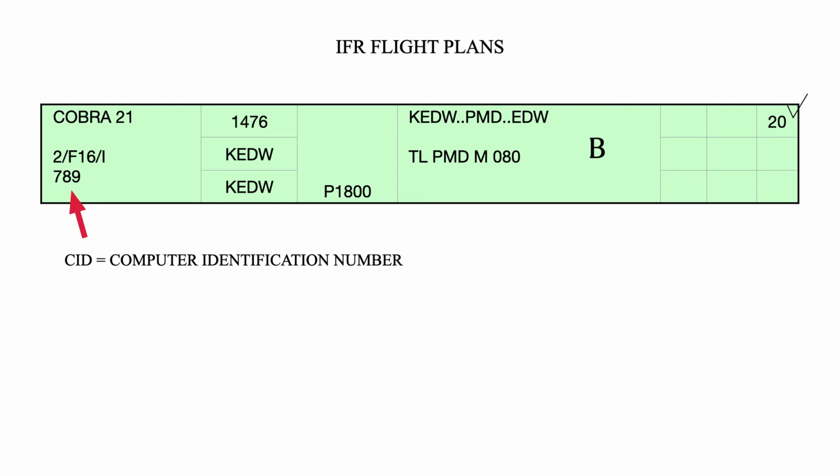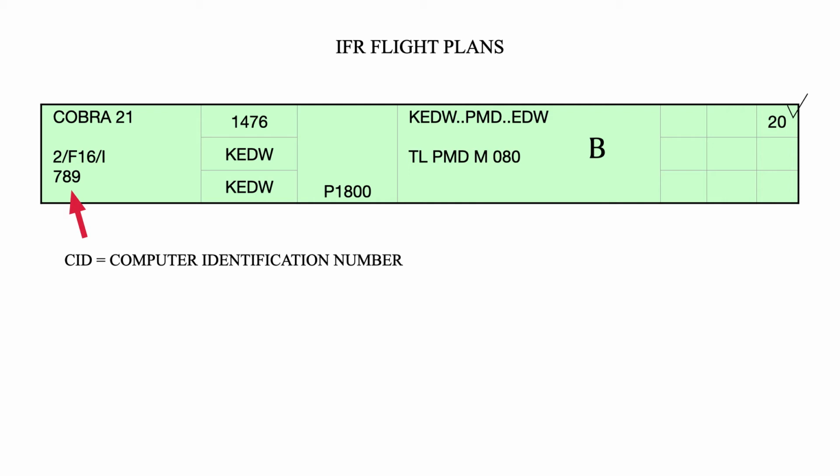In Block 8 Alpha is the P1800. That's his proposed departure time. It's similar to what we do for our strip marking. However, this is just a proposed time. That strip marking is only good for a certain amount of time, and it's really important to know how long that's good for.